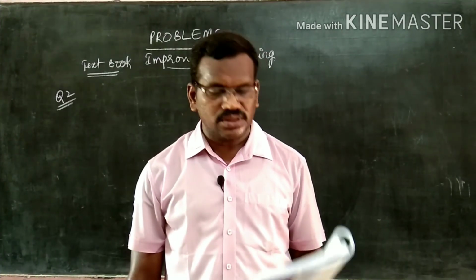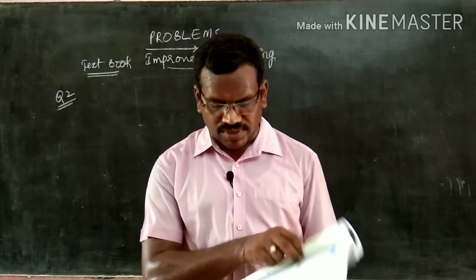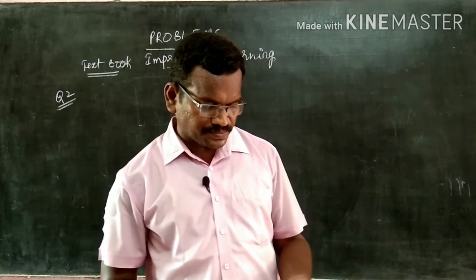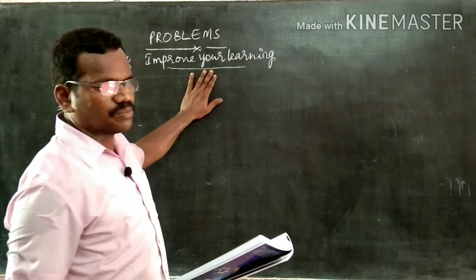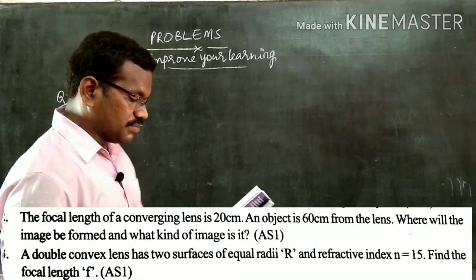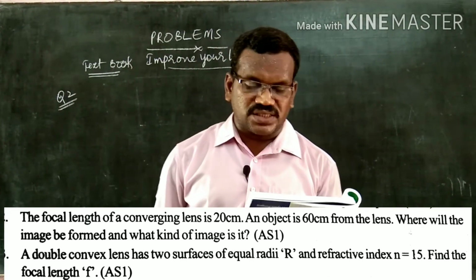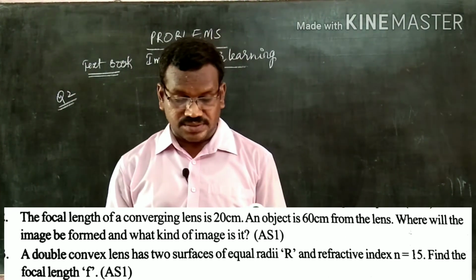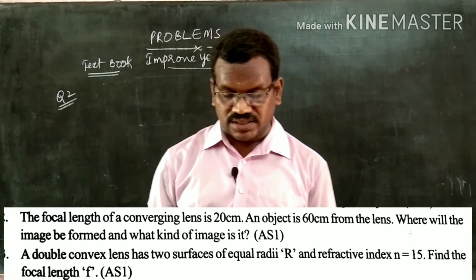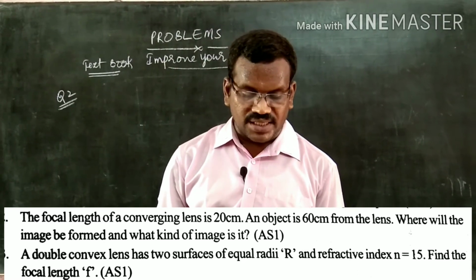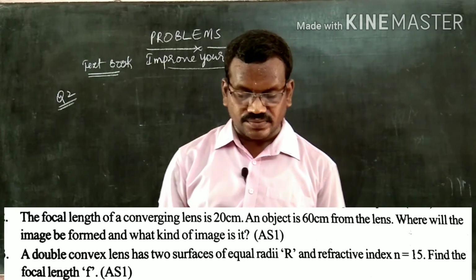Some problems which are there in our SCERT textbook, page number 83. See, under Improve Your Learning, some problems are given. Question number 2. The focal length of a converging lens is 20 centimeters. An object is 60 centimeters from the lens. Where will the image be formed and what kind of image is it?